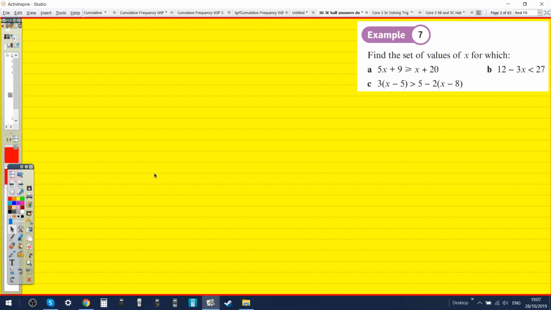Do I just need to do 5x minus x is greater or equal to minus 9 plus 20? So 4x is greater or equal to 11, and then x is greater or equal to 11 over 4. Yeah, and that's grand. How would you do C? It's just expanding it, isn't it? And then just doing the same thing.